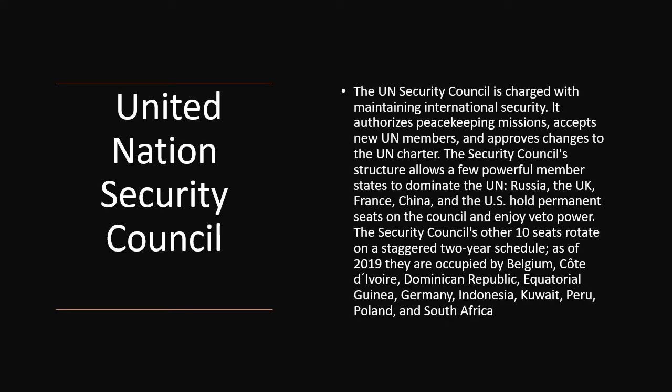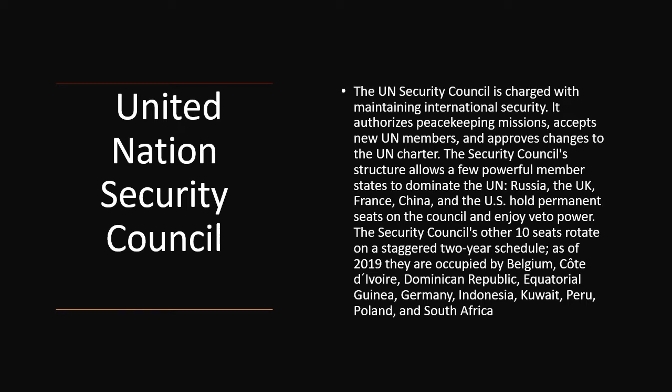United Nations Security Council. The UN Security Council is charged with maintaining international security. It authorizes peacekeeping missions, accepts new UN members, and approves changes to the UN Charter. The Security Council structure allows a few powerful member states to dominate the UN. Russia, the UK, France, China, and the US hold permanent seats on the Council and enjoy veto power.